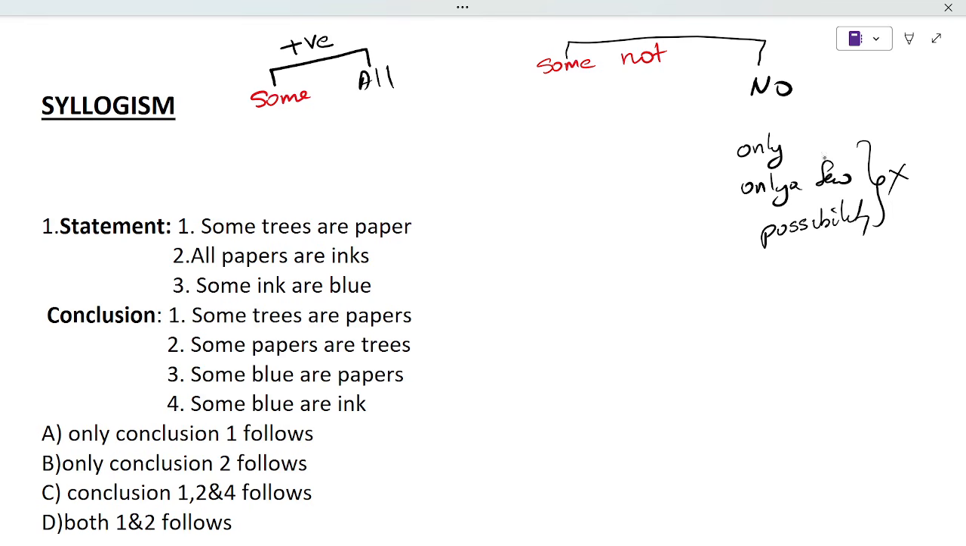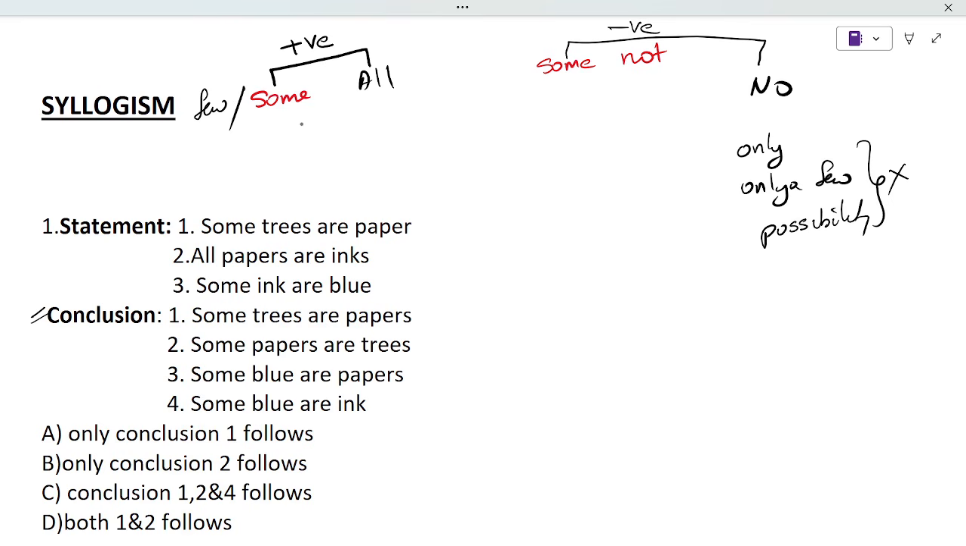So, whether the conclusion is positive or negative, draw the statements with the help of a Venn diagram, and check the conclusion against it. Keep in mind that if the conclusion has a positive word, which is some or all, sometimes few, then all the cases are covered.